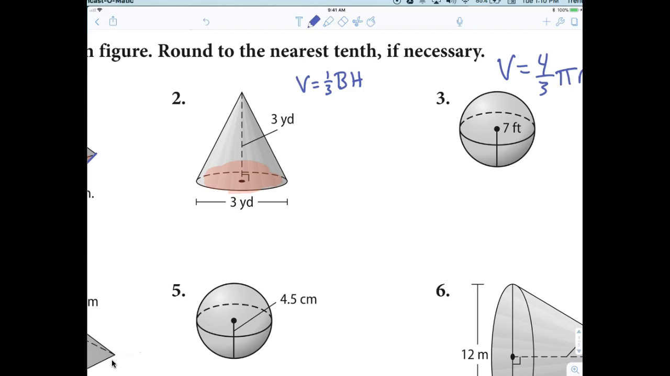Pi r squared. Now look, if you're just going, I have no idea what the area of a circle is, you're way behind. Now, if you said the area of a circle is 2 pi r, at least I know you're thinking about it, even though that's the circumference. So there's lots of formulas that are floating around in your brain. You've got to write them down.